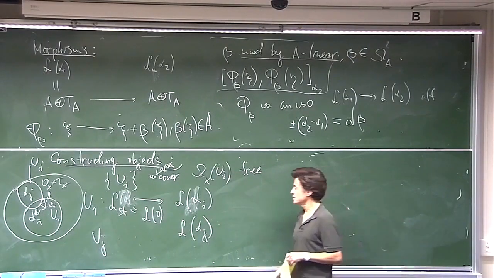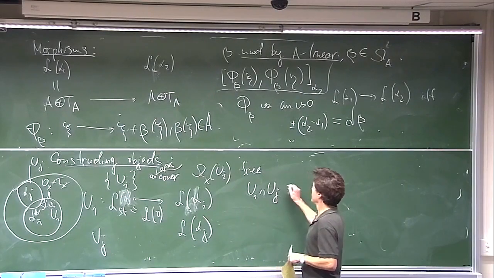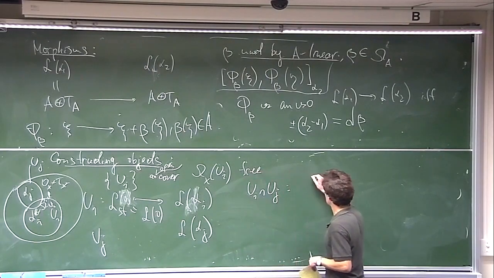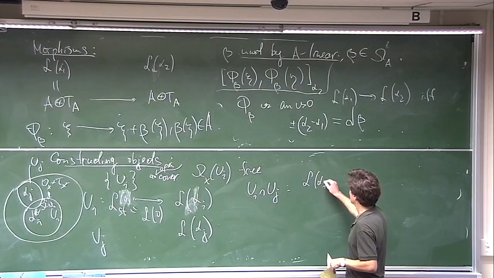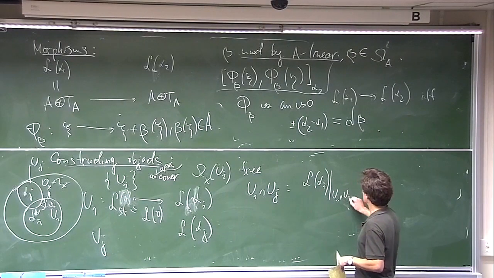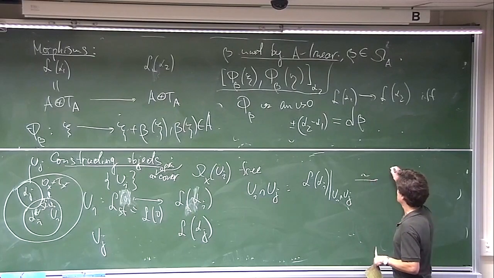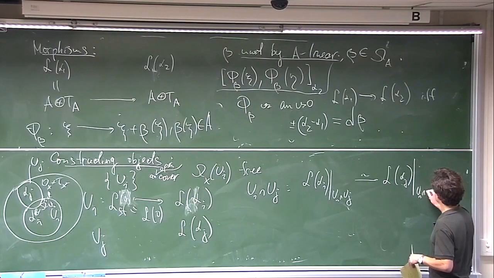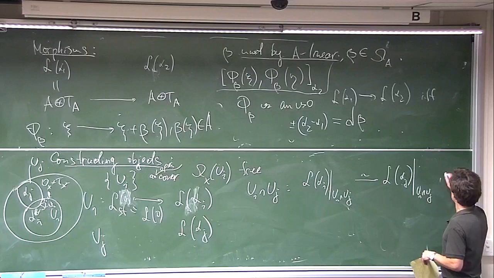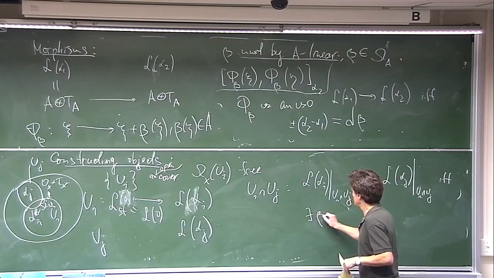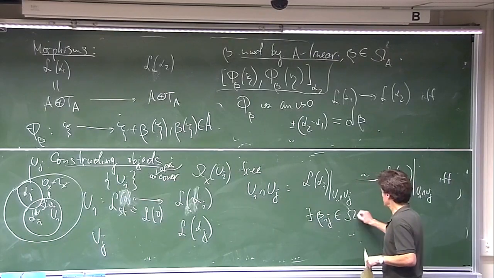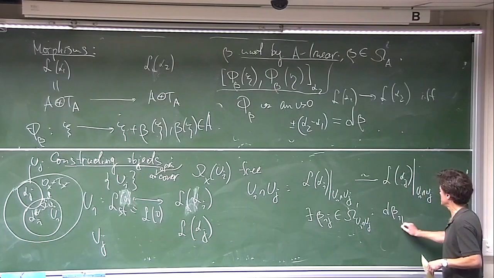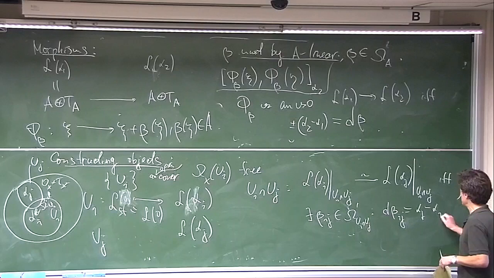Now I need to discuss the intersections. If I'm to get a global sheaf, I should be able to glue them on the intersection. So L_alpha_i restricted to the intersection is isomorphic to the other one if and only if there is a beta_ij, a 1-form, such that d beta_ij equals alpha_j minus alpha_i.